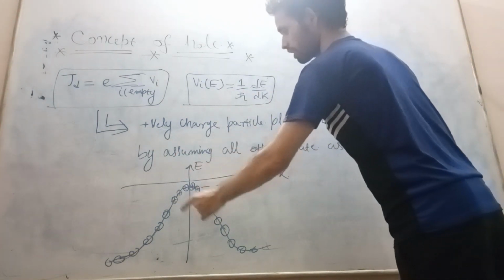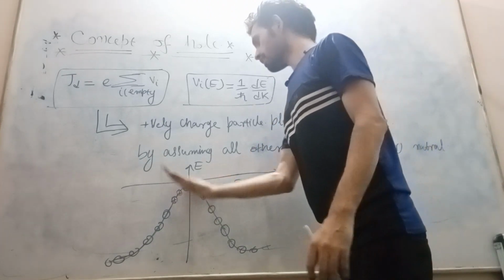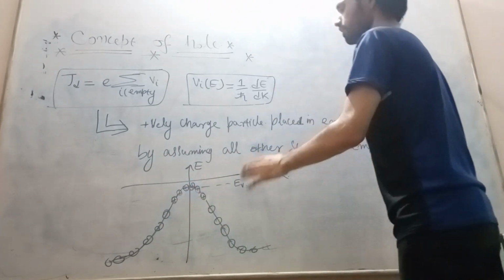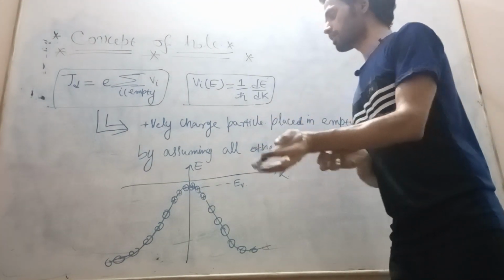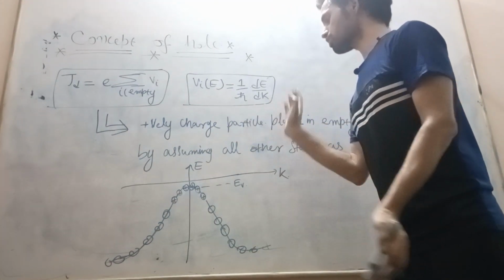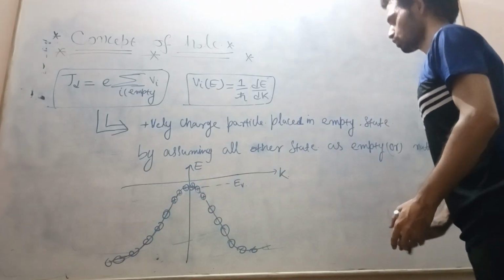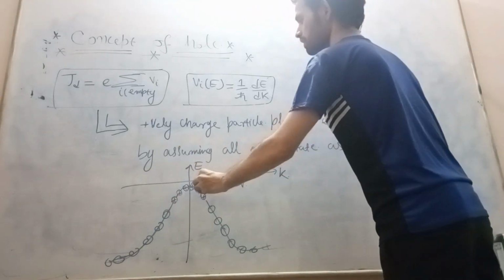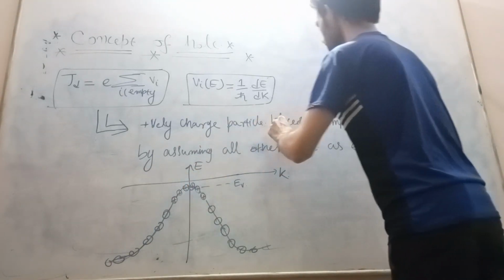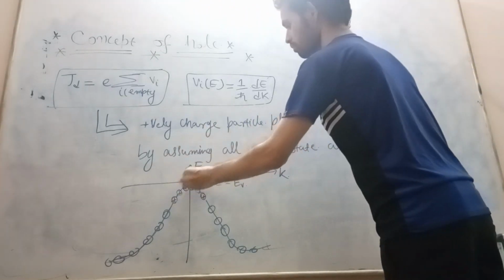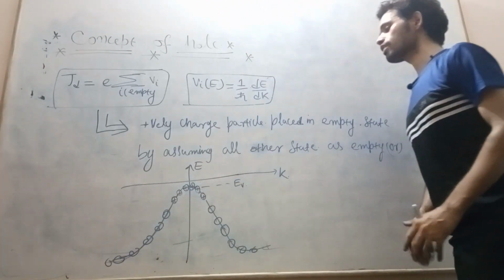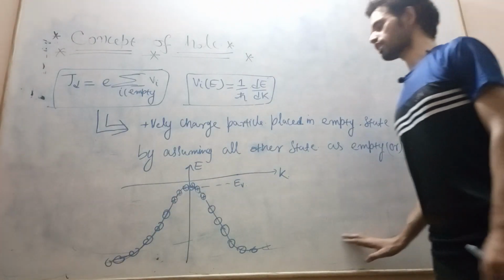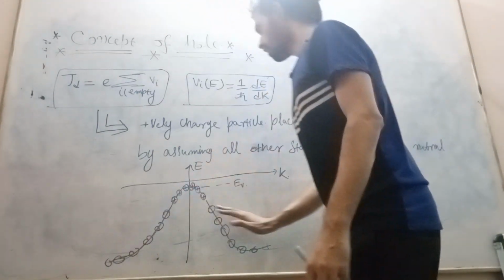Empty state, placed in by assuming that there is some empty state available near the top of the valence band. All these empty states are replaced by what? A positively charged particle, and by assuming that all the other states are empty or electrically neutral.